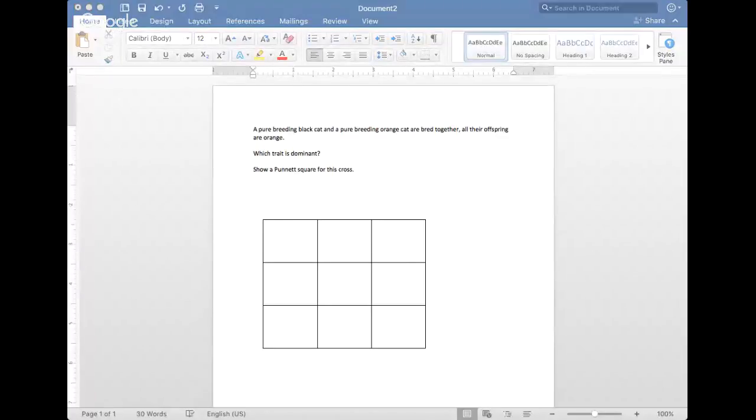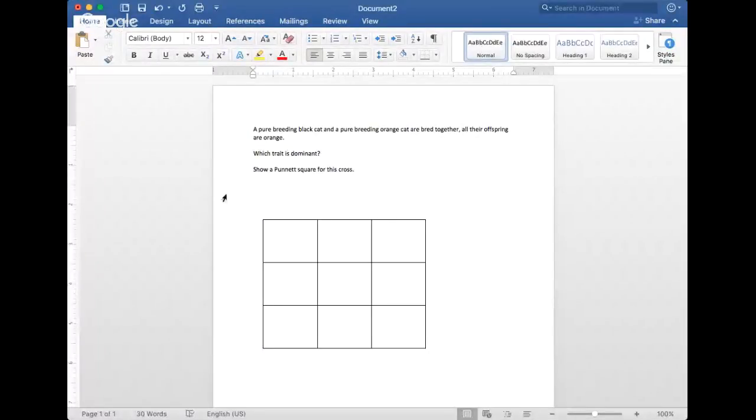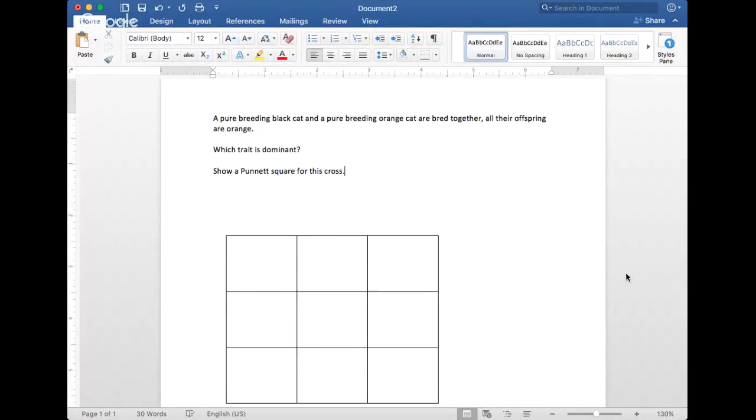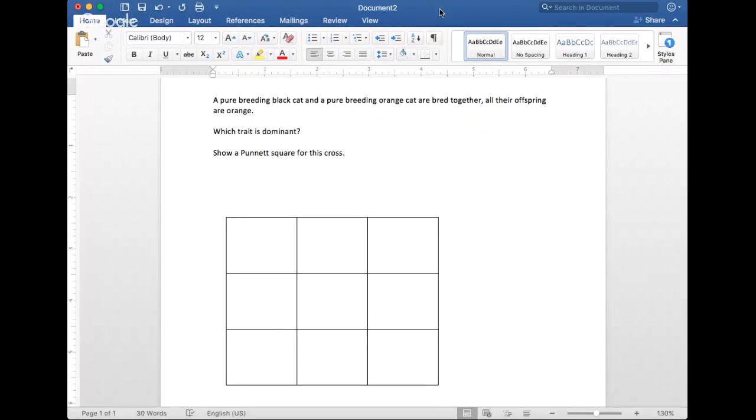All right. We've got a pure breeding black cat and a pure breeding orange cat that are bred together, and all their offspring are orange. We have to figure out what trait is dominant, and we have to figure out a Punnett square for this cross.